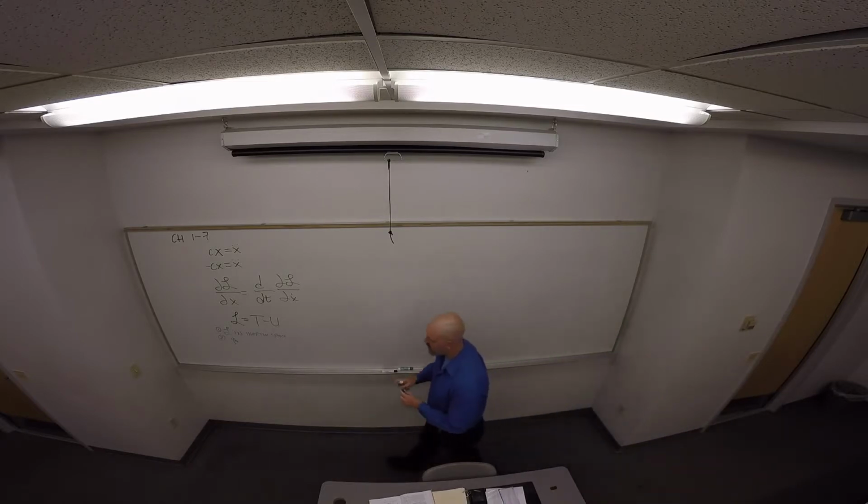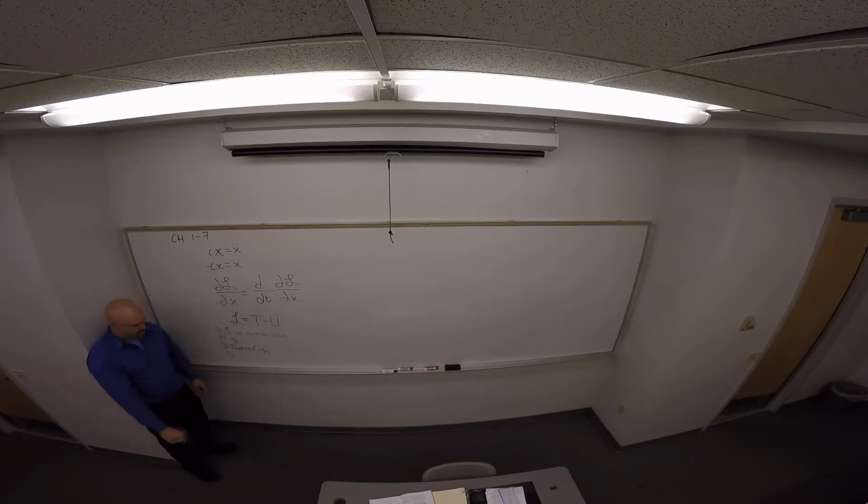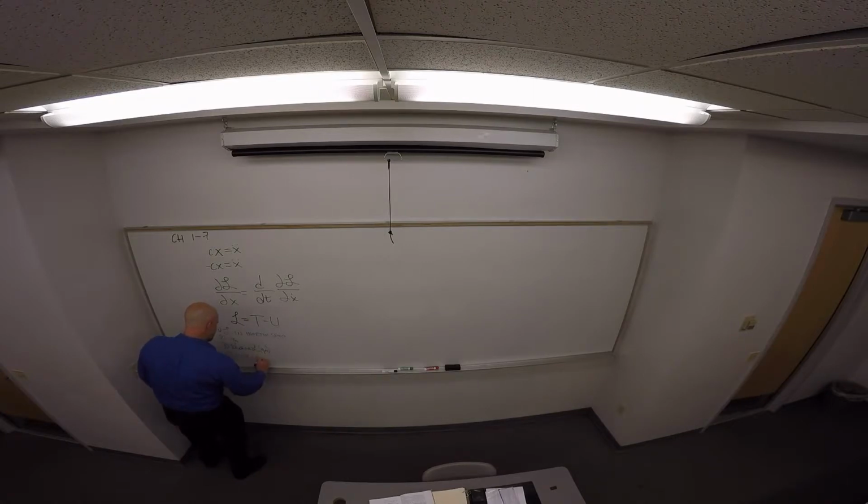Okay, step 3. Rewrite the Lagrangian in terms of the various Qn. And then step 4, Euler-Lagrange. Apply Euler-Lagrange. Okay. That's it.